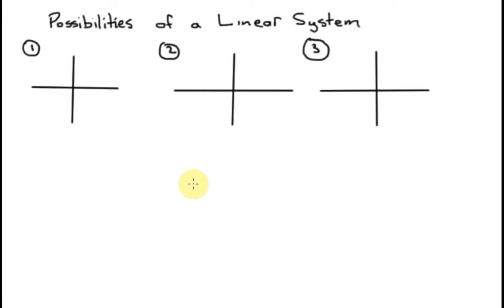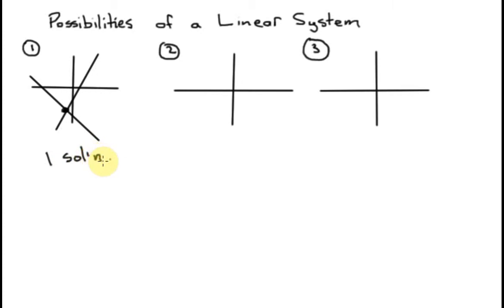Hello and welcome. Today we're going to look at possibilities of a linear system, and what do I mean by that? Well, there are three possibilities when you are looking at a linear system that could exist. The first possibility, the most common, is that we graph one line, and we graph the other line, and there it is, lo and behold, one point of intersection, we would have one solution.